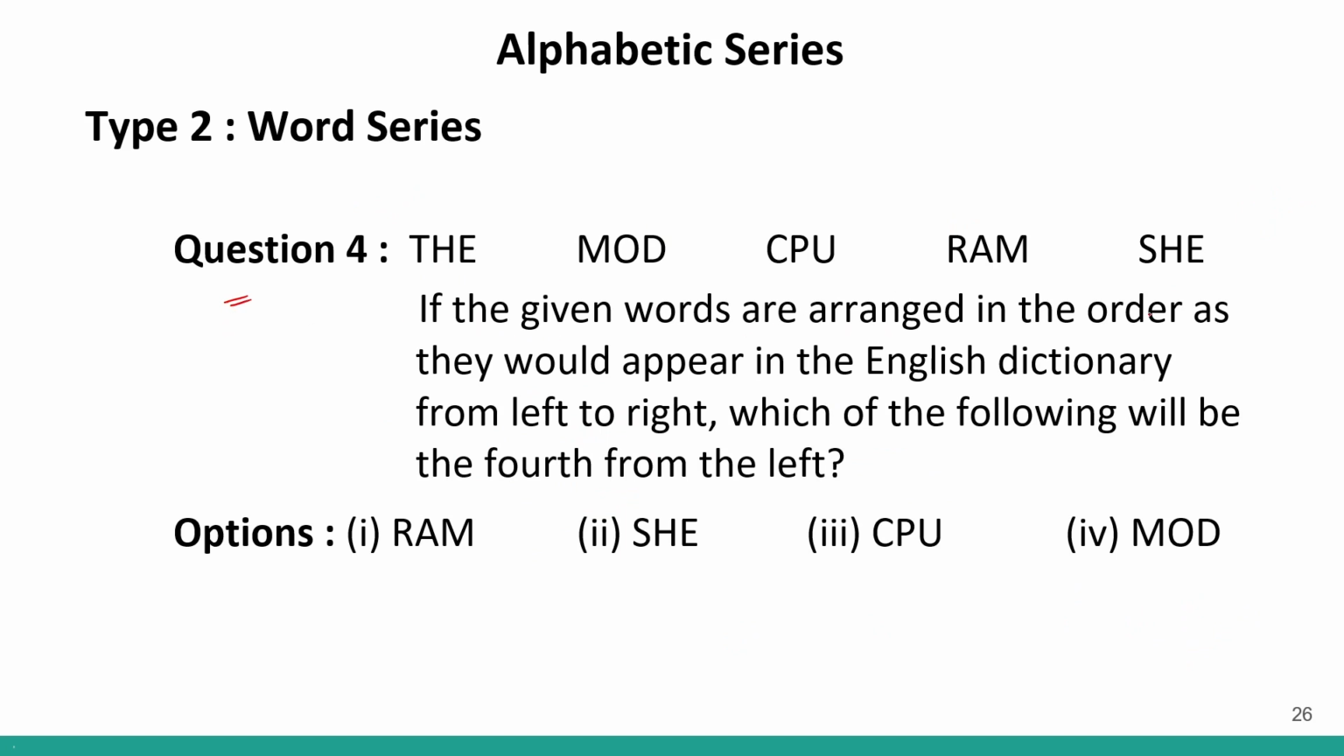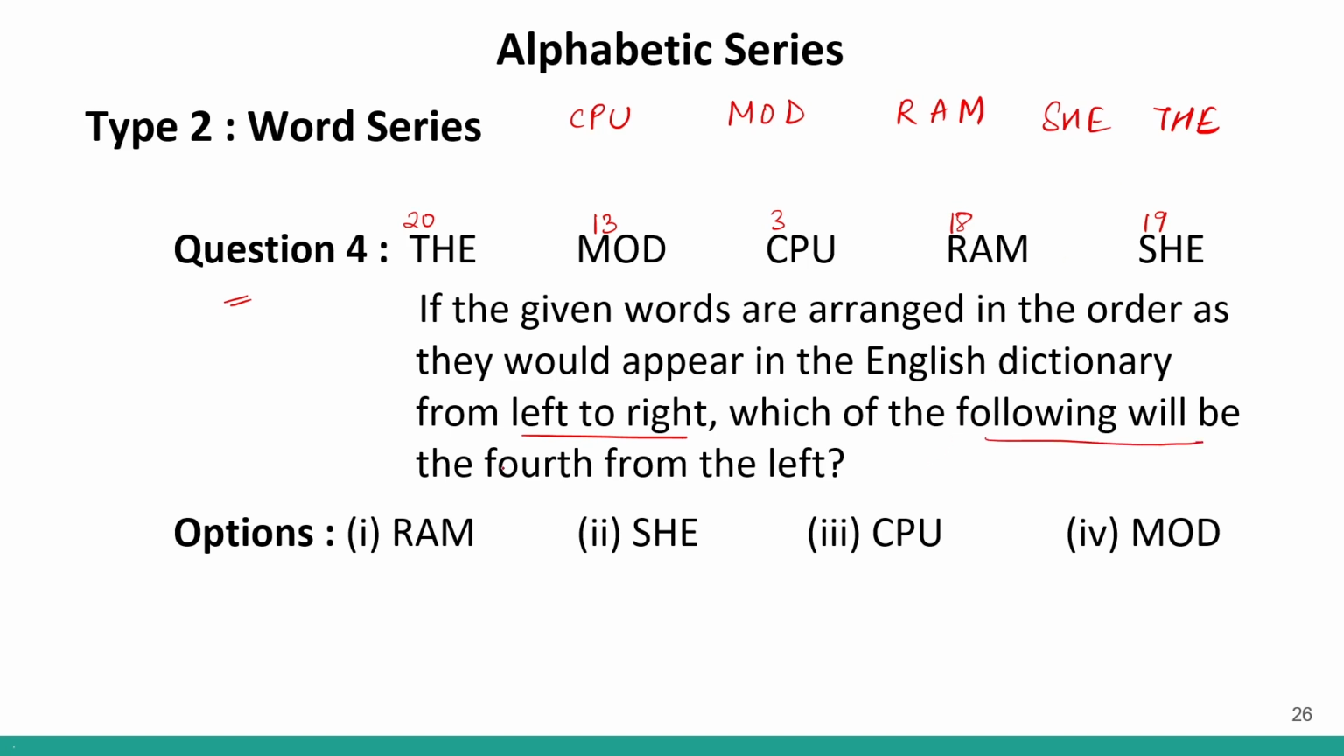Question number 4. If the given words are arranged in the order as they would appear in the English dictionary from left to right. So we have to arrange them as per the English dictionary order. So if I arrange them in English dictionary, let me give them forward ranks. This is 20, this is 13, this is 3, this is 18 and this is 19. Correct? So English dictionary order from left to right. So the first word will be CPU, the next word will be MOD, then I will get RAM, then I will get SHE and then I will get THE. This will be my arrangement, correct?